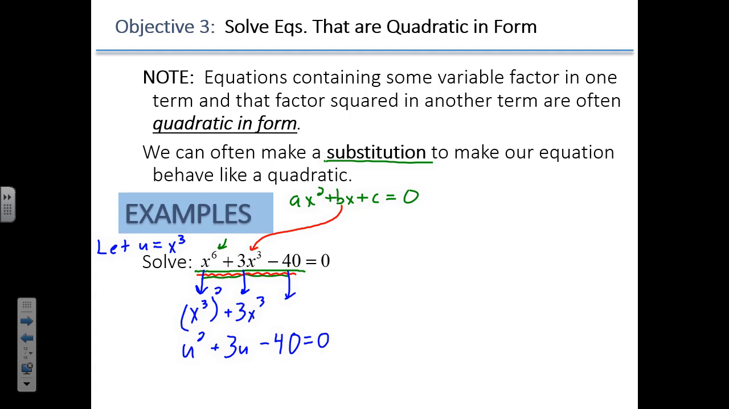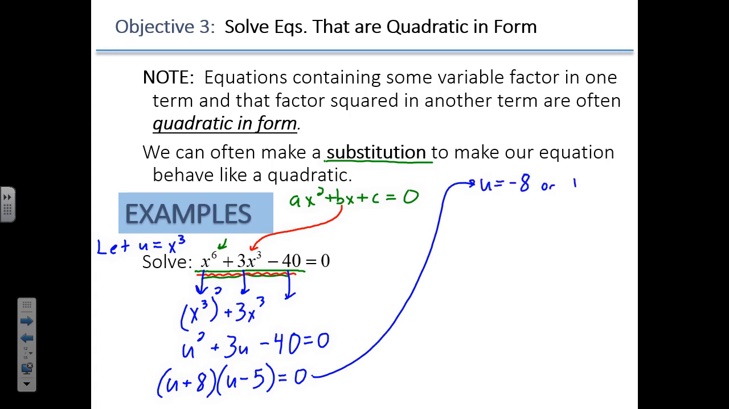Now, that's a pretty easy quadratic to solve. In fact, this one solves nicely by factoring, and we can say that u plus 8 times u minus 5 equals 0. Taking that a step further, we can say that u equals negative 8 or u equals 5. Now we're not done because remember, u was just a nickname that we made up. It was a substitution for x to the third. So we can say then that x to the third equals negative 8 and x to the third equals 5.